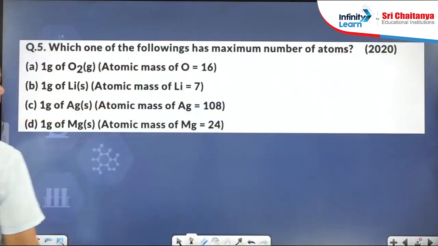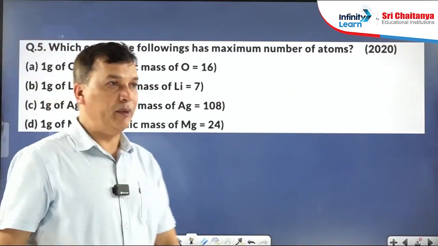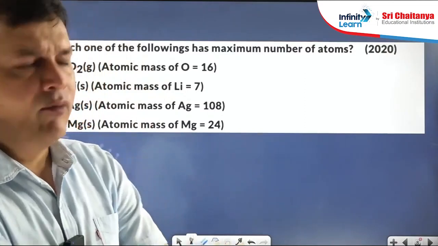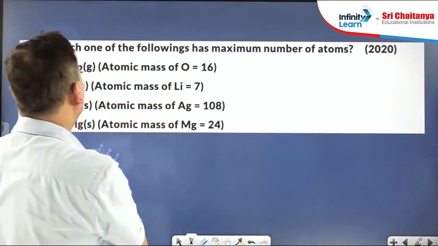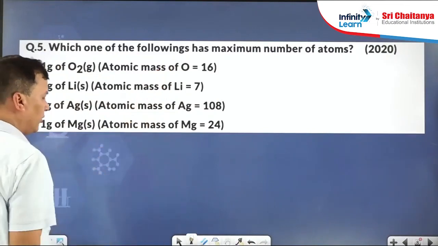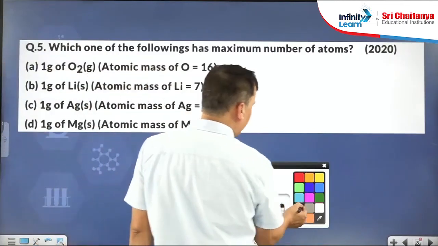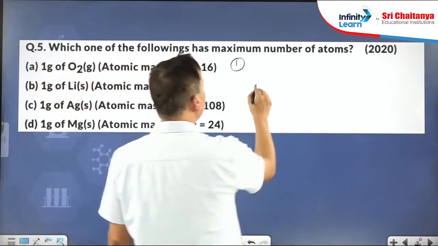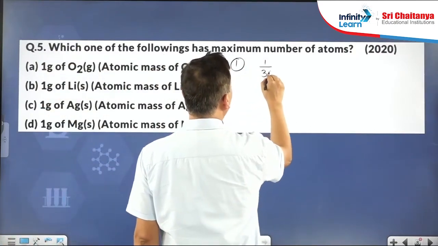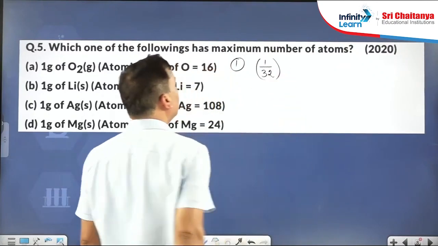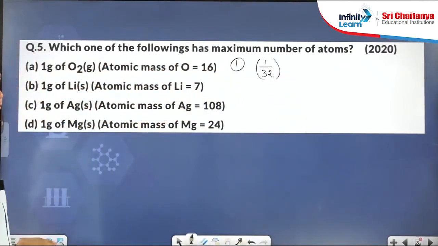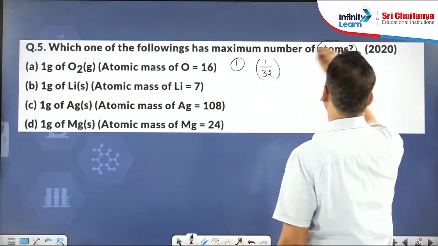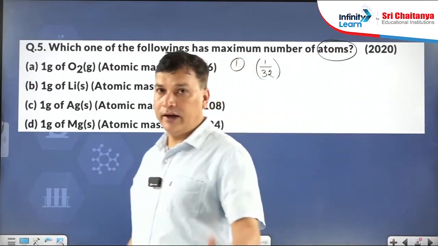Which one of the following has the maximum number of atoms? Please suggest now. First of all, whatever amount of substance is given to us, we change that into the number of moles. Let us start. The first one is 1 gram of O2. So 1 upon 32 gives the number of moles. Now the question is here: he is not asking for the number of molecules, but for the number of atoms.